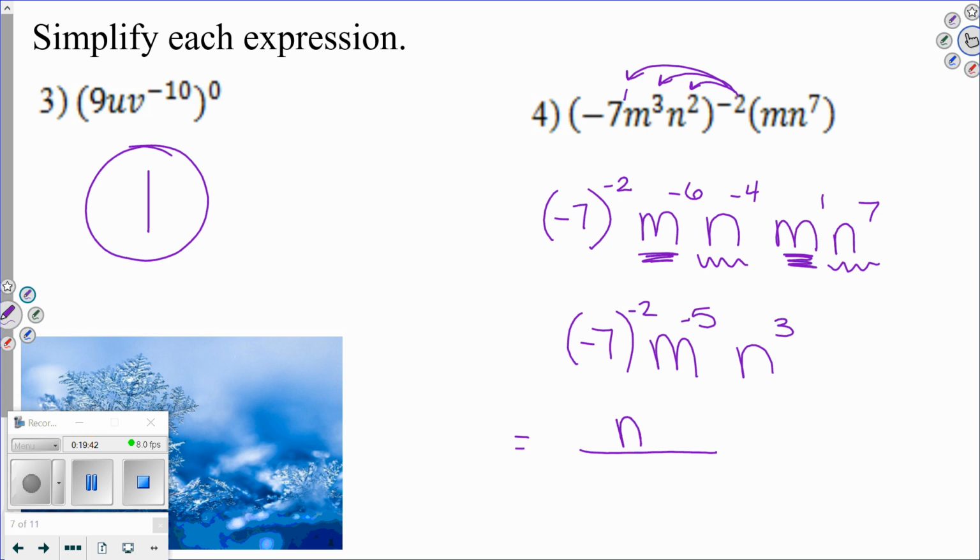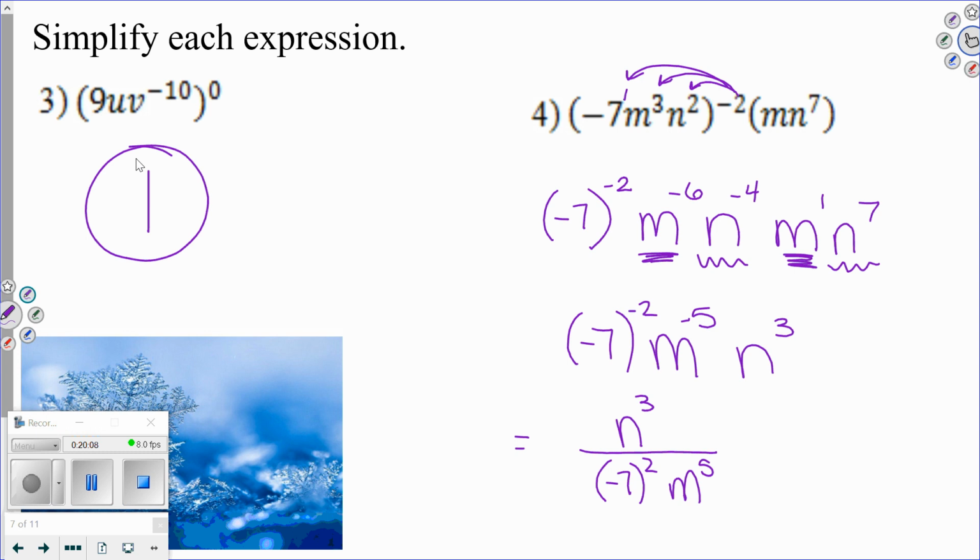N to the 3rd. Good. Because it was positive, it doesn't have to move. The negative exponents, they move to the bottom. Now, when I move the -7, it's still -7. The property says it changes the exponent to a positive exponent, not the big number. All right, and then the m is going to move down as well. Now it's m to the 5th.